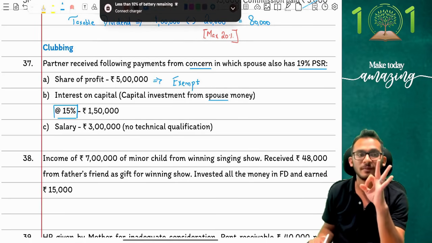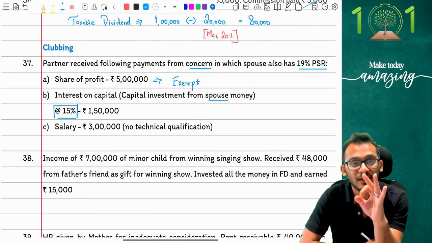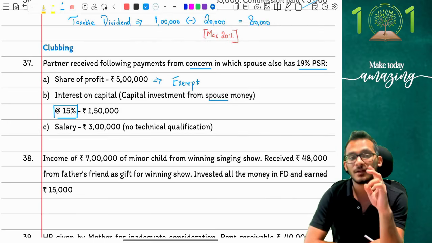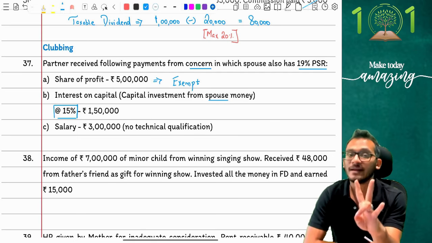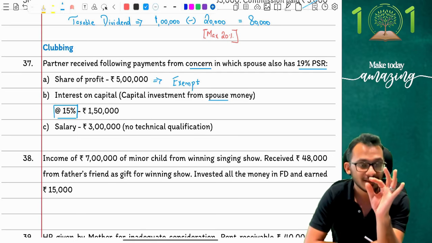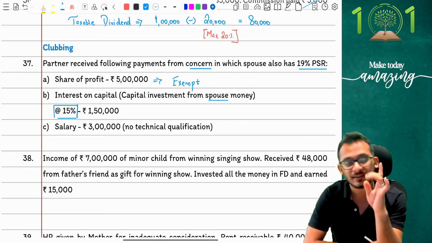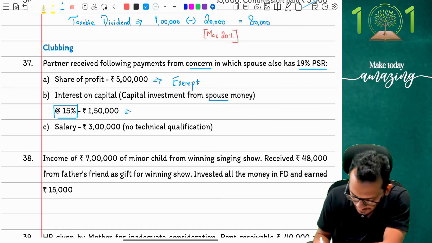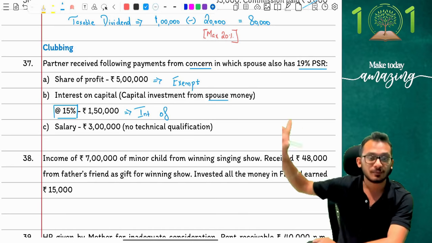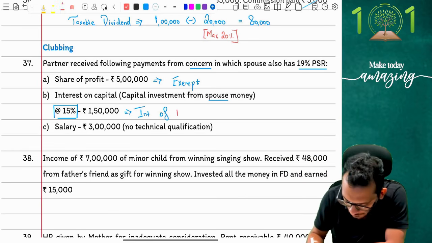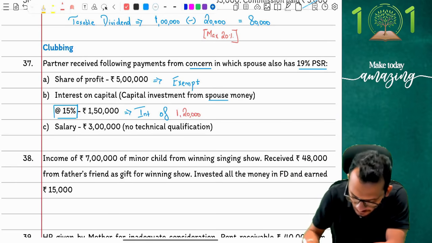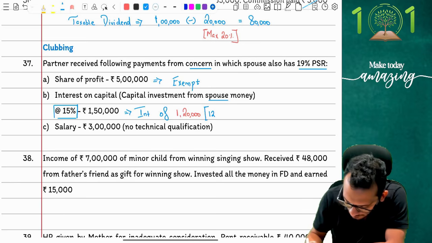If you remember the partnership rules, people, they say that you cannot have a partner receiving interest on capital more than 12%. If a partner receives more than 12% interest on capital, the firm will pay tax on it because the firm is going to disallow the expense, which means here I will not give you a full taxability of 1,50,000. Income tax will say first compute the interest, and therefore I'm going to say interest of the 12%, people. If 15% is 1,50,000, obviously 12% is 1,20,000.